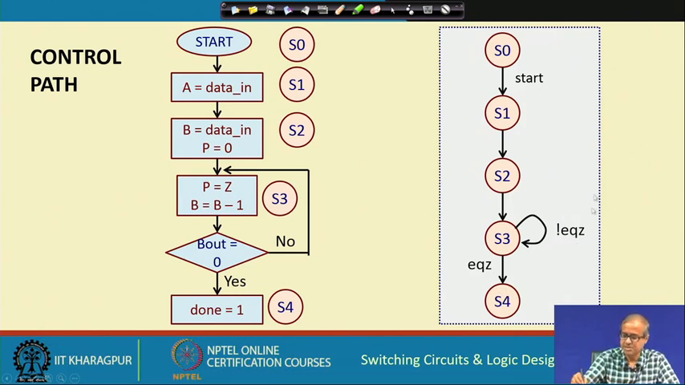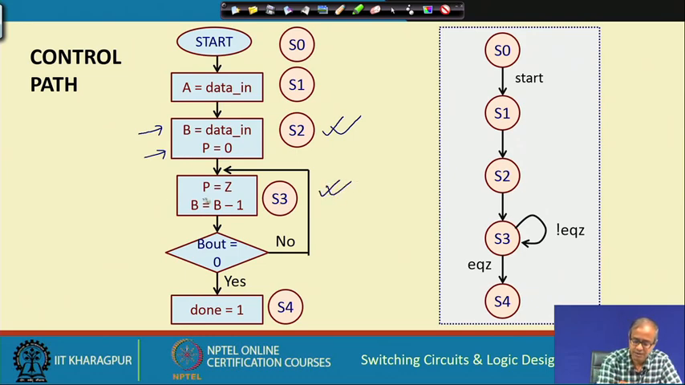So, here I have shown a simplified state transition diagram. The idea is that whenever you are in a particular state, for example, in S2, you will have to generate the control signals for loading data in B, load B and clear P, P equal to 0. Similarly, when you are in state S3, you will have to load the value of P, that means load P and decrement B and so on. Okay? This is how it will work.